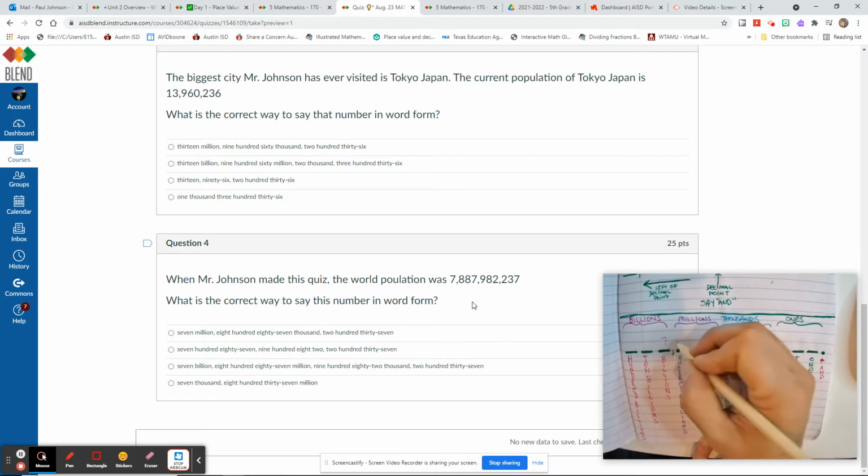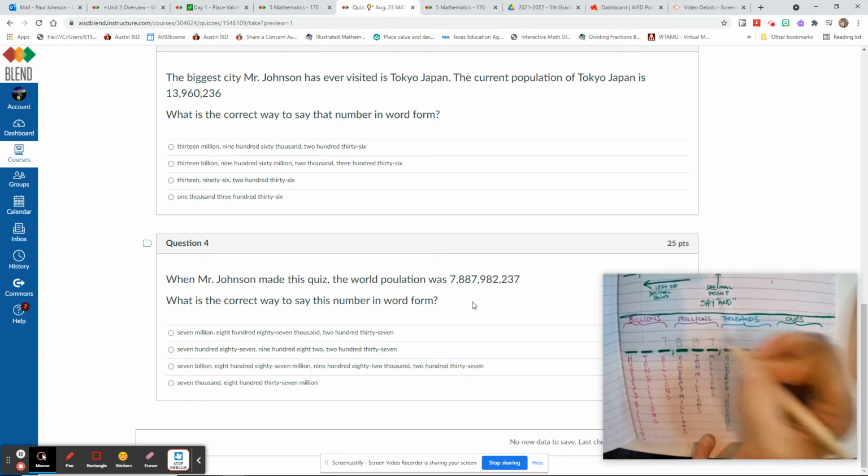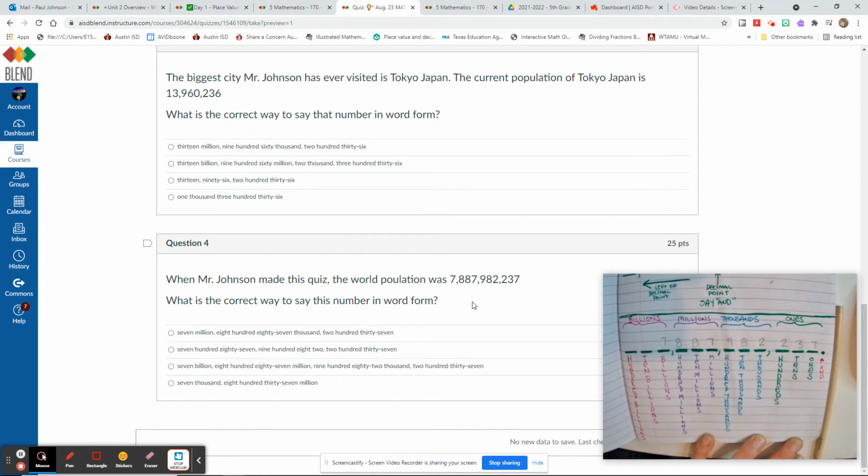So I'm going to put a 7. And I'm going to put 8, 8, 7. I'm going to put 9, 8, 2, and then 2, 3, 7. If it's easier for you to write the numbers starting from this side, because you know that these are the ones, and then the tens, then the tens, and then the hundreds. If you know that, sometimes it can help to write the numbers starting from the right side.